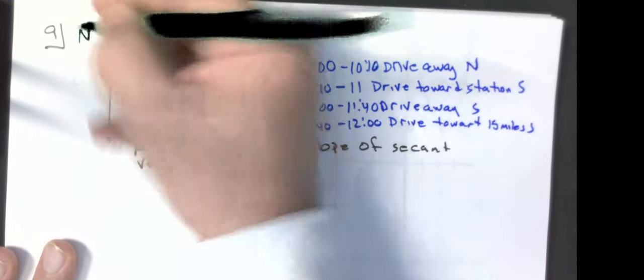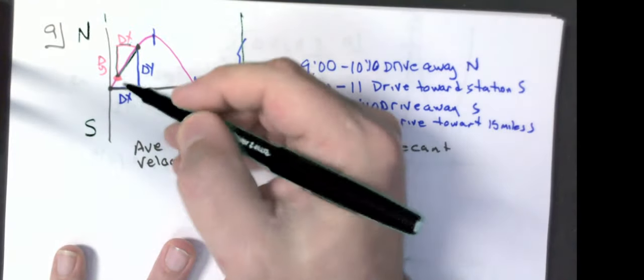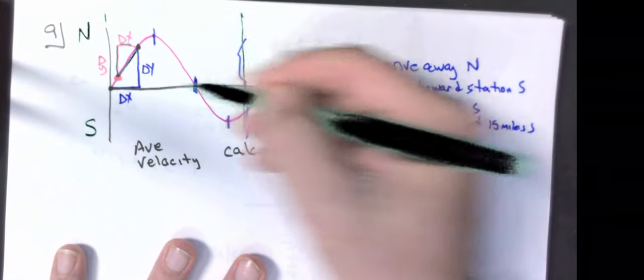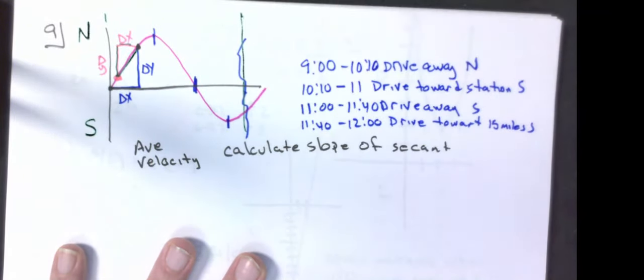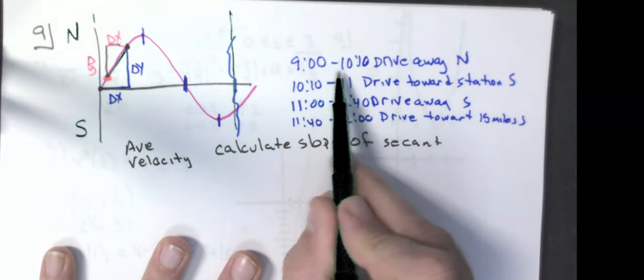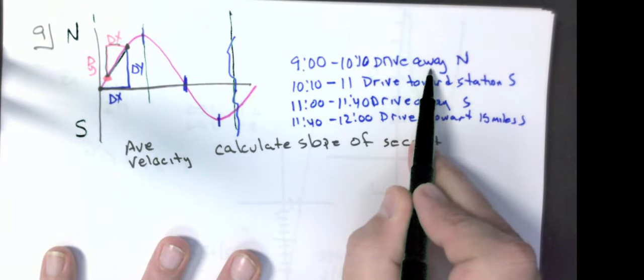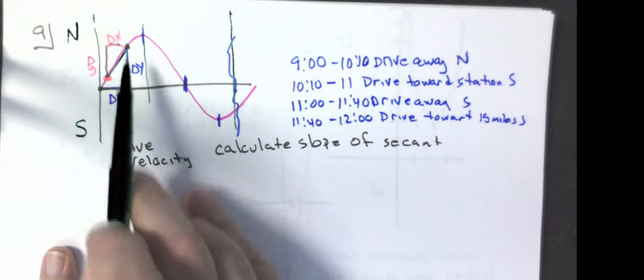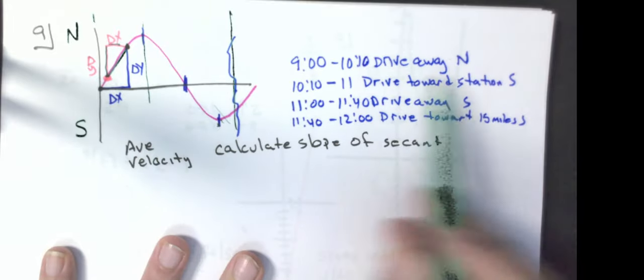You read the question: things above the line are to the north, things below the line are to the south. Moving away from the x-axis is moving away from the police station. Moving towards the x-axis is moving towards the police station. What I get is from 9 to about 10:10, that's right here, he's driving away from the police station to the north. From 10:10 to here, which is 11:40, he's driving to the south.